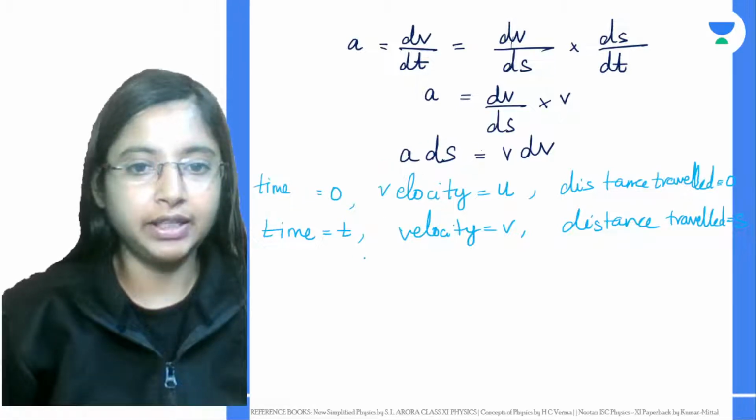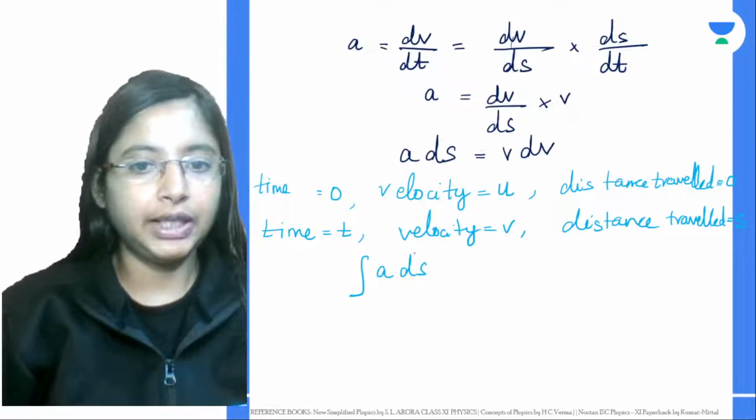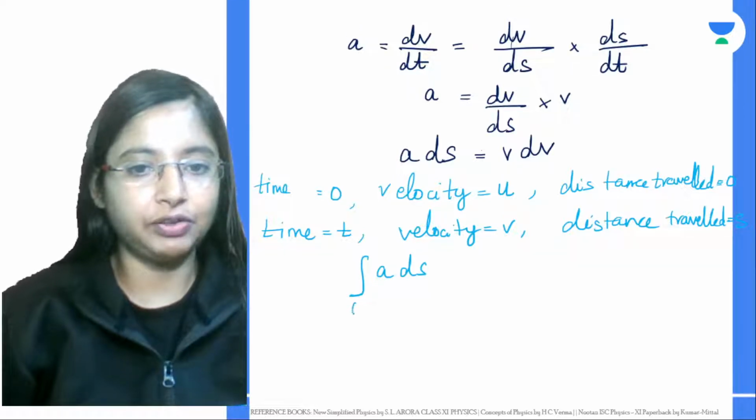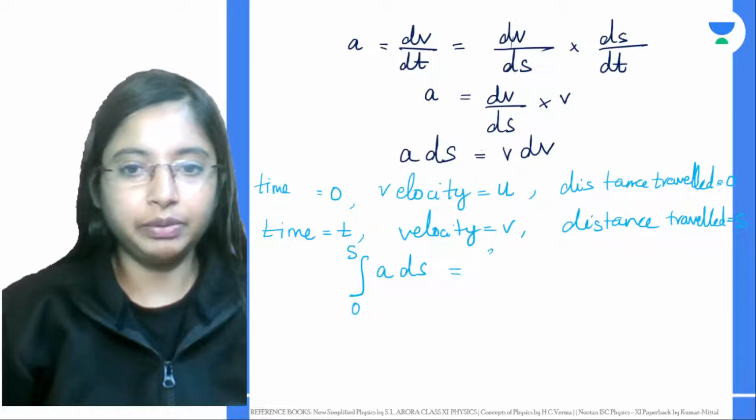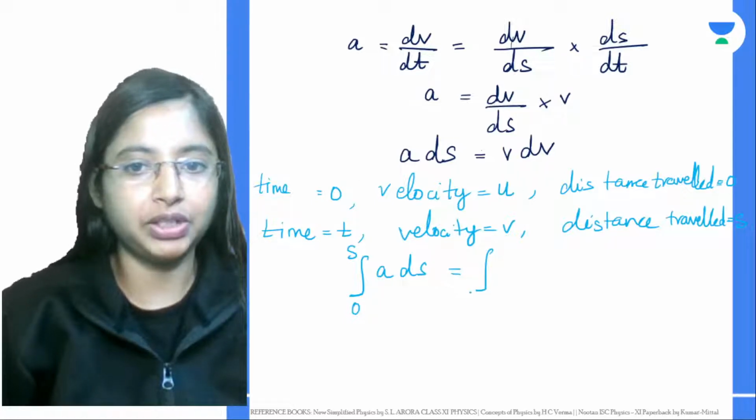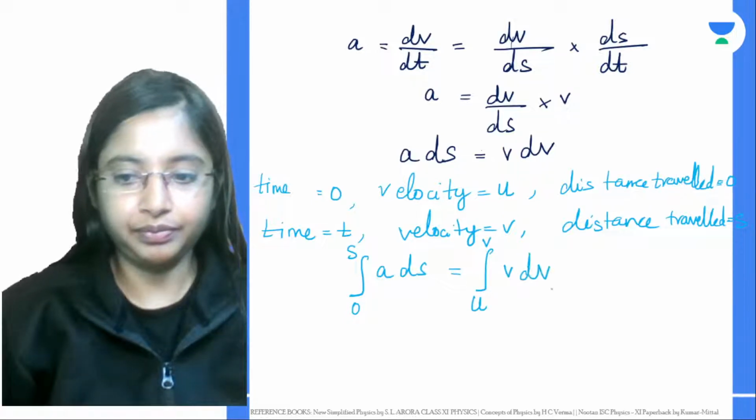Now if you integrate the above equation, this side is a function of distance, so we're going to integrate acceleration into ds from when the distance was 0 to distance s. This side is a function of velocity, so from when the time was 0, the velocity was u, and when time was t, the velocity was v. From integration u to v dv.